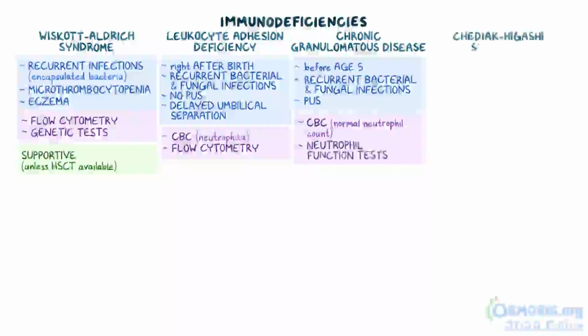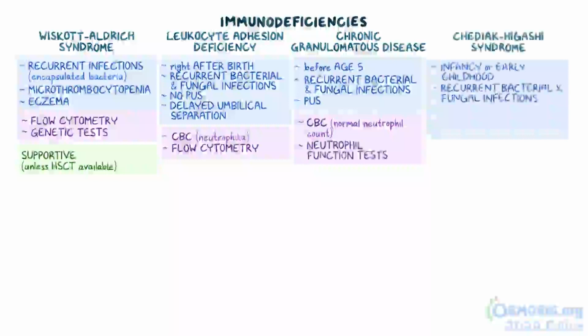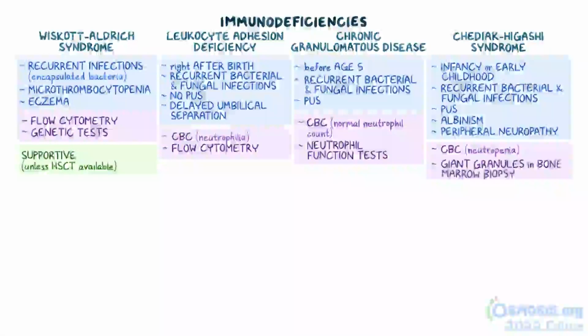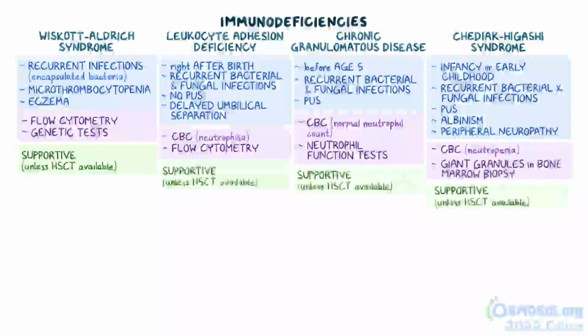And Chediak-Higashi syndrome appears in infancy or early childhood with recurrent bacterial and fungal infections with pus, along with albinism and peripheral neuropathy. CBC shows neutropenia, and diagnosis is confirmed with giant granules in cells of a bone marrow biopsy. In all neutrophil deficiencies, treatment is supportive or ideally hematopoietic stem cell transplantation.